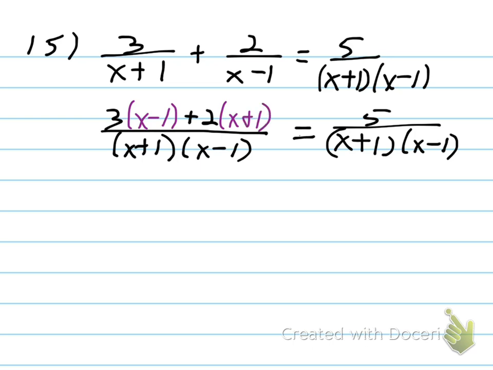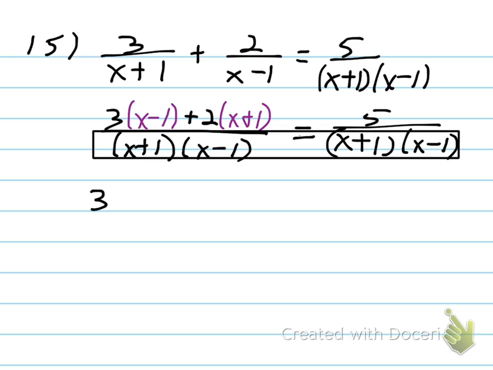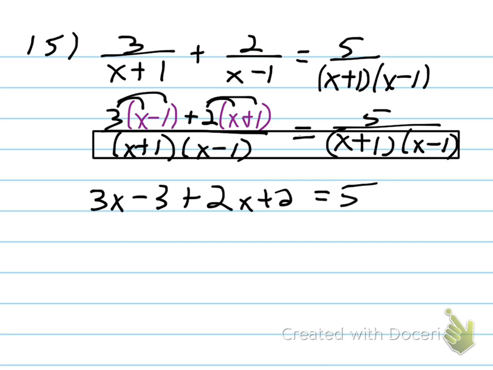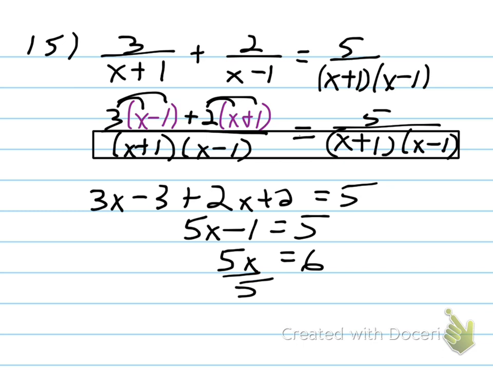And now, since I have the same denominators, I can set the numerators equal to each other. So 3x minus 3 plus 2x plus 2, because I'm distributing, equals 5. So 5x minus 1 equals 5. After I add 1 to both sides and divide by 5, x equals 6/5.